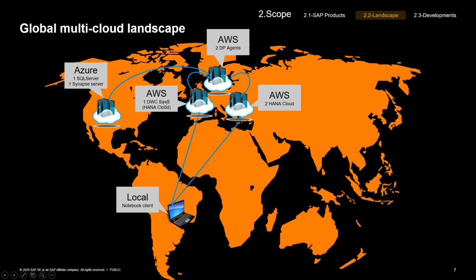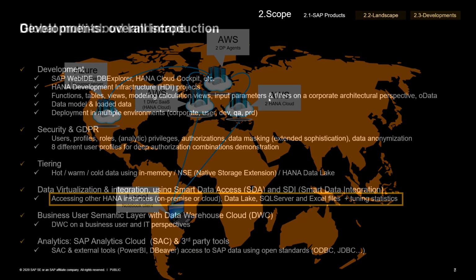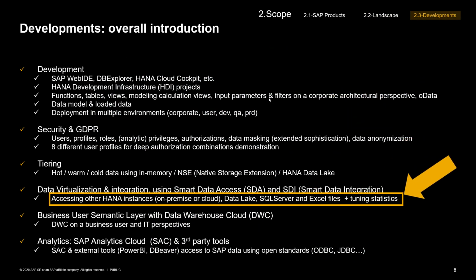with Data Warehouse Cloud. So for Data Warehouse Cloud, we use this DP agent to communicate with Azure or AWS. The HANA Cloud persistent services in AWS. So we are going to talk about how to access these HANA instances. They can be on-premise or cloud, the HANA Data Lake, SQL Server, and Excel files.